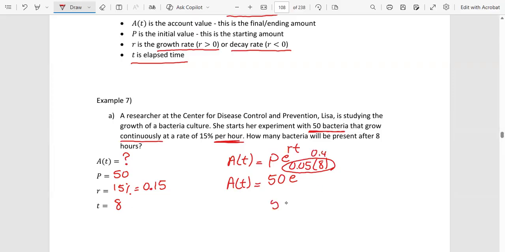Now we just need to type this one in the calculator and find the answer. E is a number in the calculator. You don't have to replace it by any number. You just have to use the E key on your calculator. So we take E to the power of the exponent and then multiply it by 50. And you see that the answer is 74.59. That's the number of bacteria after 8 hours.